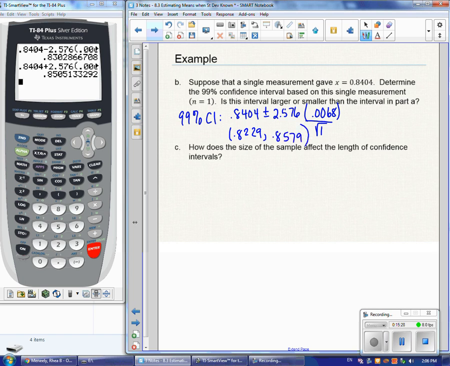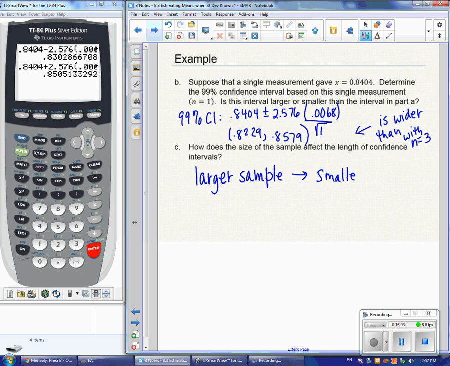0.8579. And when I compare those two values, I actually find that this is wider than the confidence interval with a sample of 3. So that should make sense. As we increase our sample size, we would expect the width of our interval to decrease. So the larger the sample, the smaller the spread, and that would affect my interval.